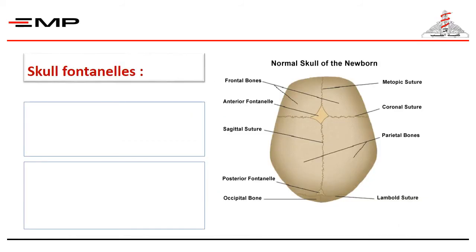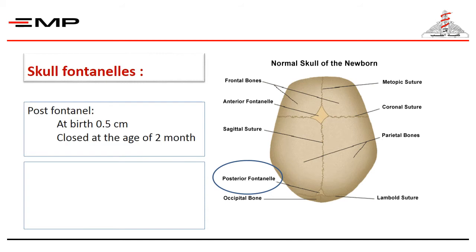The skull grows owing to the open sutures and fontanelles, which are gaps created when cranial bones are opposed. 6 fontanelles are present, but only 2 are of clinical importance. The posterior fontanelle is the gap between the sagittal and lambdoid sutures at the meeting of parietal bones and occipital bone. It is 0.5 centimeter, closed shortly after birth.